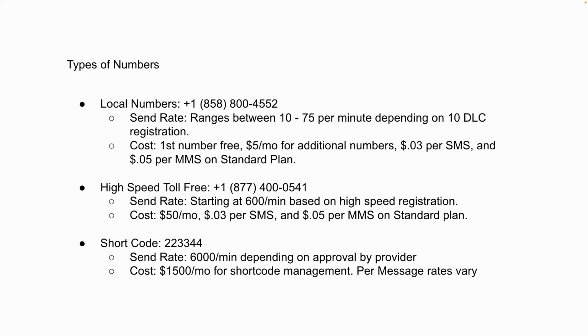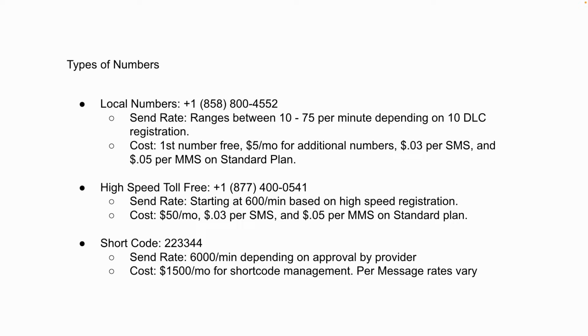The send rate of a local phone number ranges from 10 to 75 messages per minute, depending on your 10DLC registration. We've covered 10DLC in other videos, but to summarize, 10DLC basically allows AT&T, T-Mobile, and Verizon, who has their own version of this, to have you register your business with them. Then, depending on your use case, the size of your business, and the scope of how you're using SMS, they can qualify you to send at a rate of 10 or 40 or 75.